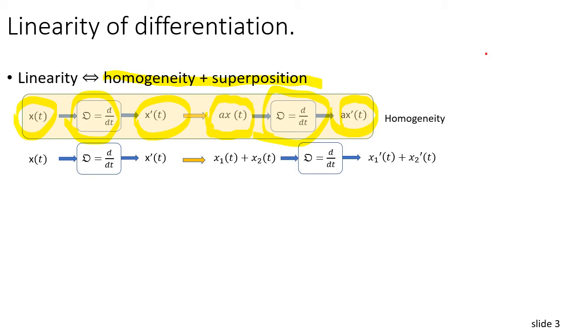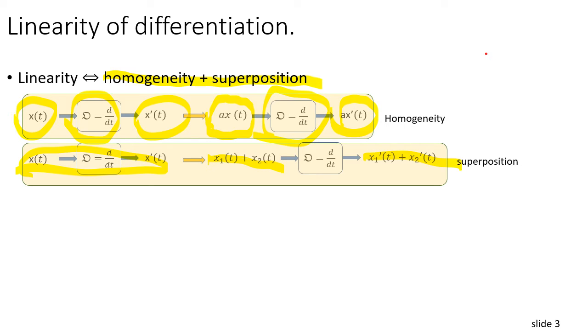Now, let's look at the next property, the property of superposition. We know again, when we take the derivative of x(t), we get x prime of t. But now let's say we have x1(t) plus x2(t), basically two functions added together. We try to take the derivative of this, and we end up with the derivative of the first function plus the derivative of the second function. This is what we end up with.